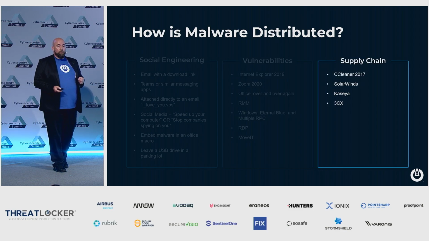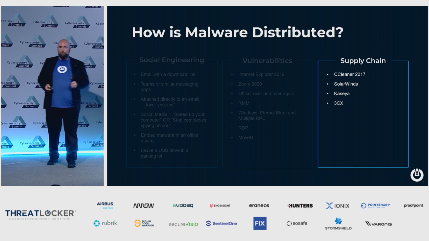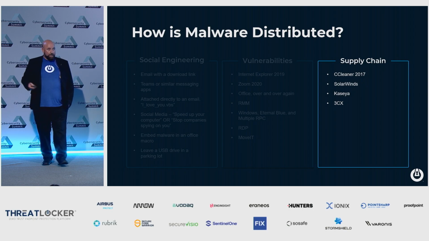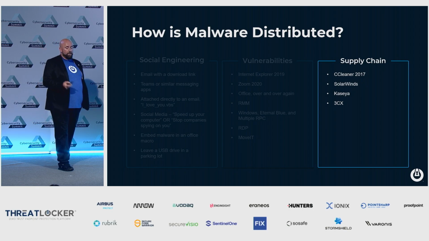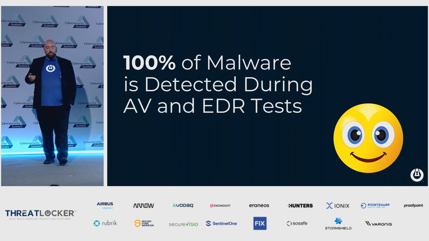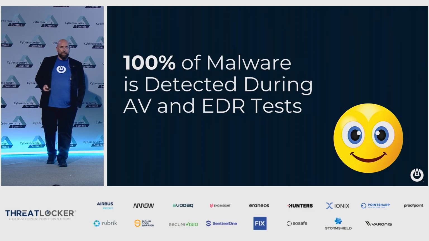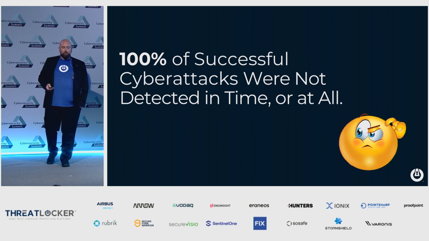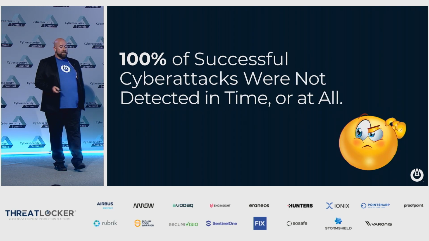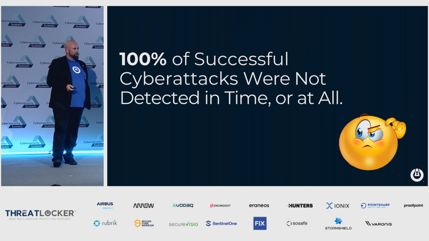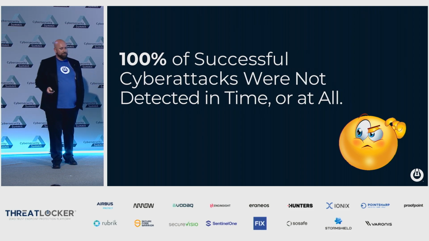You also have to consider supply chain attacks. We've got so many examples. CCleaner, SolarWinds was a huge one. Kaseya, again, used to push out ransomware, and 3CX more recently. So 100% of malware is detected during AV and EDR tests. But also, 100% of successful cyber attacks were not detected in time or at all. I mean, that's a fact.